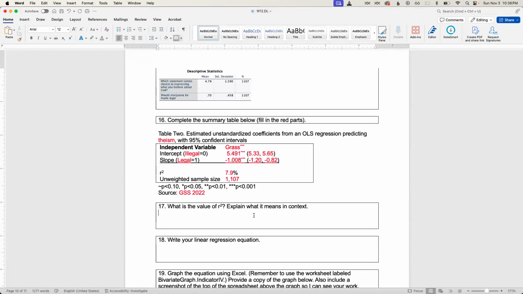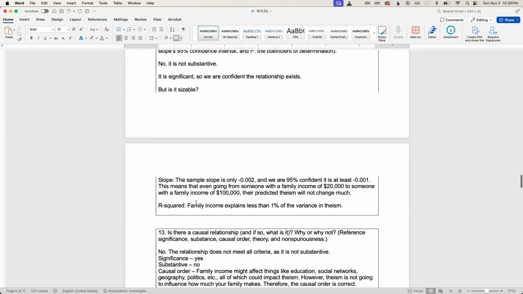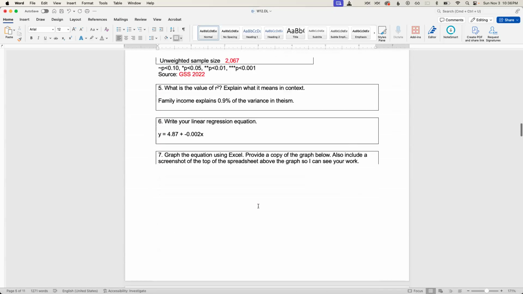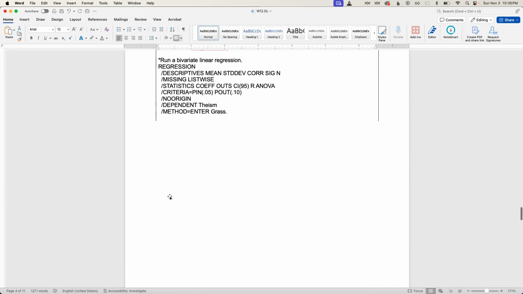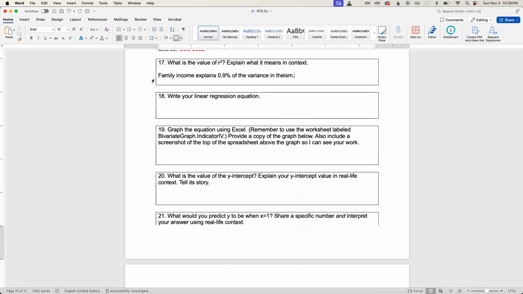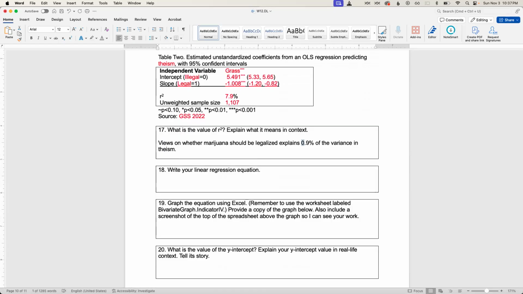So what is the value of r squared? Explain what it means in context. So again, remember, we're using that same template. X explains r squared of the variance in y. Sort of the same thing, except in this case, it's views on whether marijuana should be legalized explains 7.9% of the variance in theism.